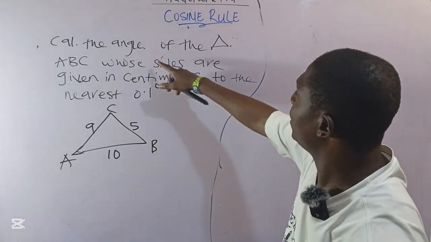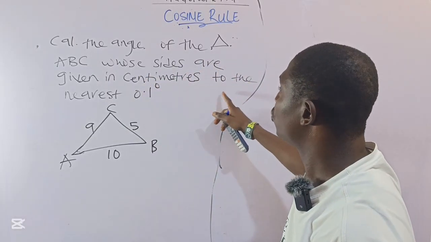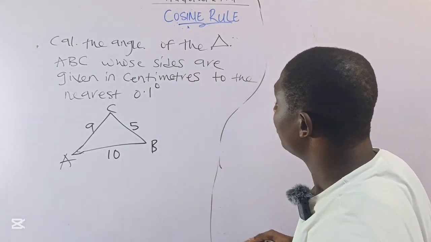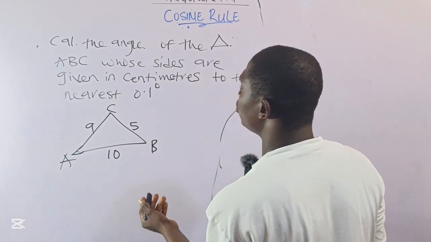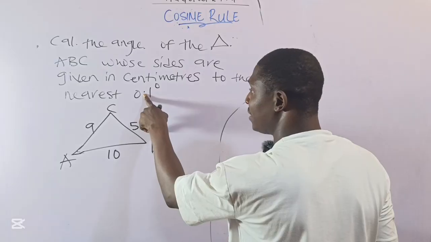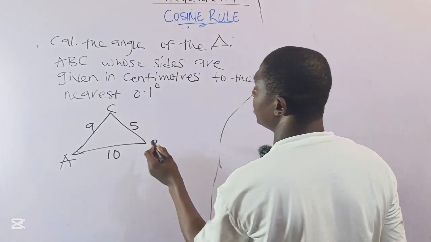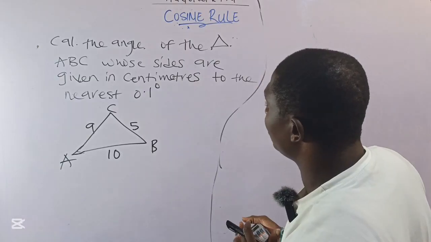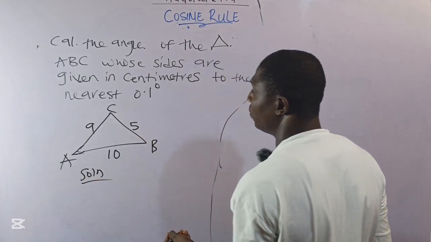So the cell should calculate the angles of a triangle ABC whose sides are given in centimeters to the nearest 0.1 degree. To the nearest 0.1 degree means the angle should be to one decimal place, because after the decimal you have just one value. So the angles gotten for A, B, and C should be to one decimal place. But the first thing we have to do is verify if this question is even correct.